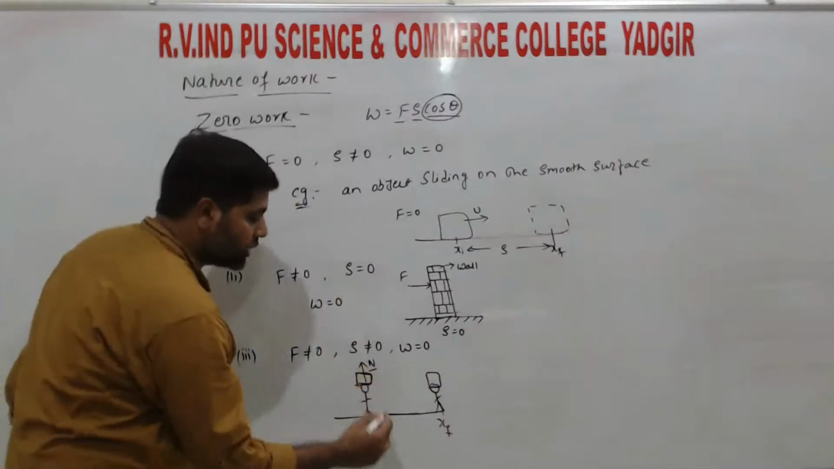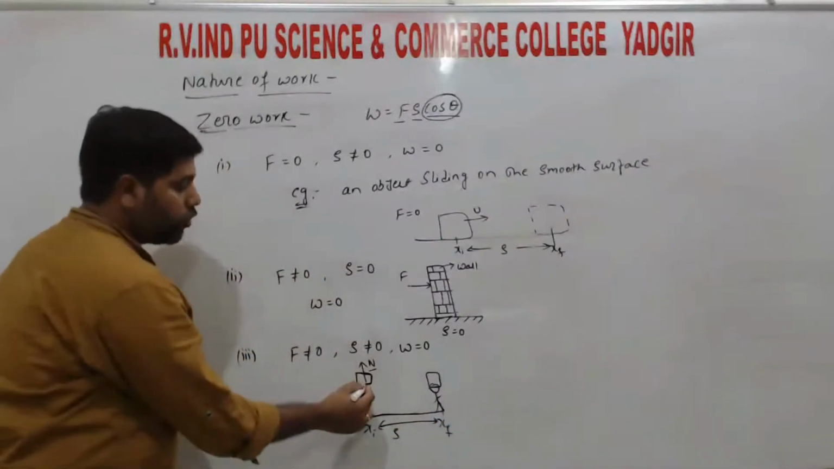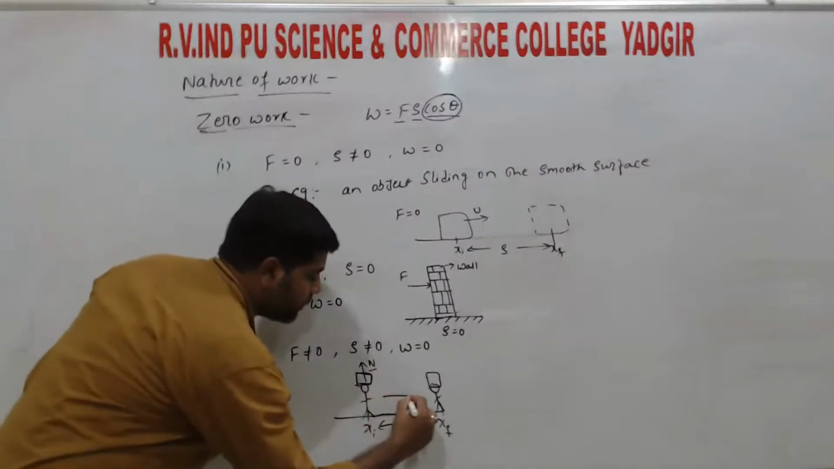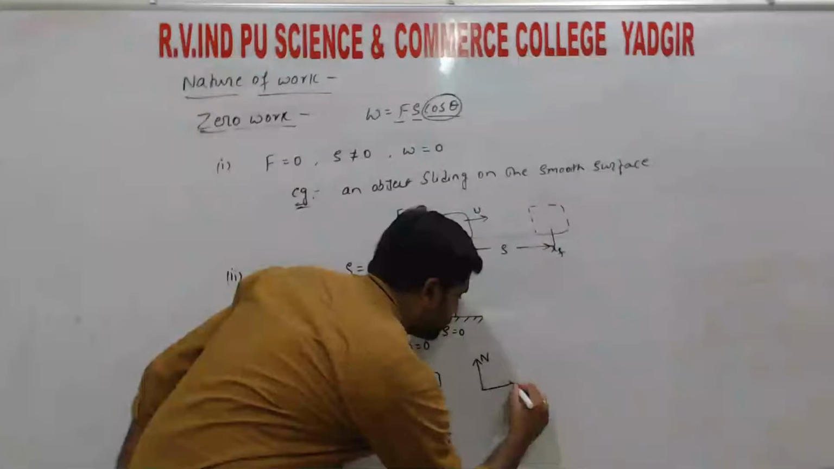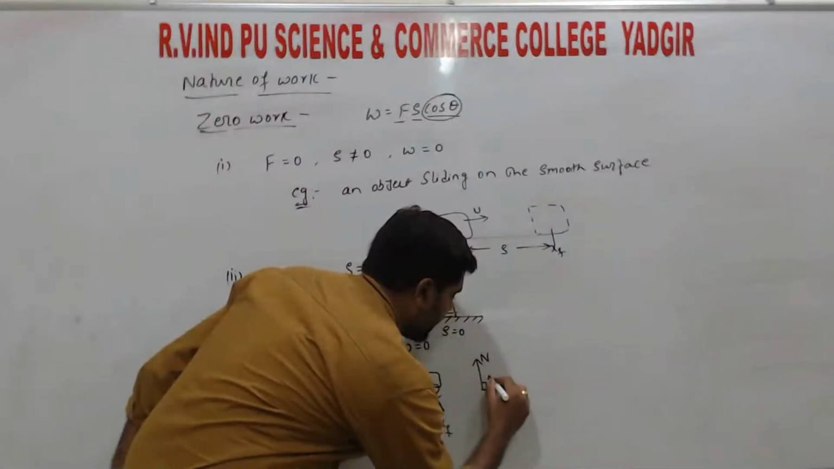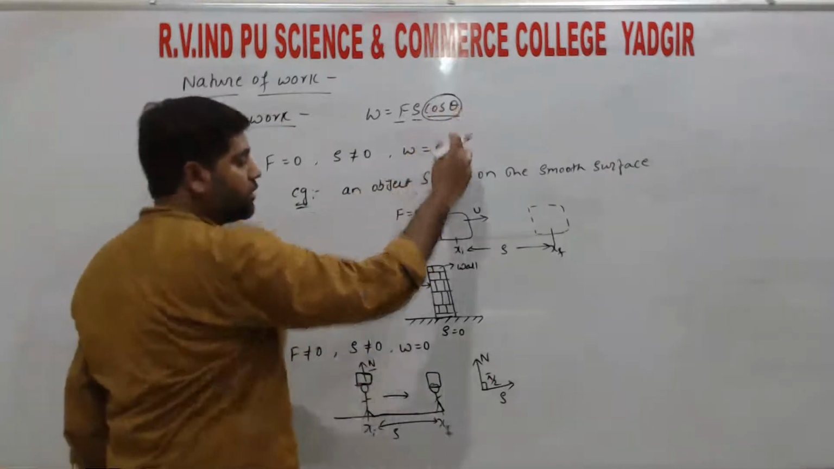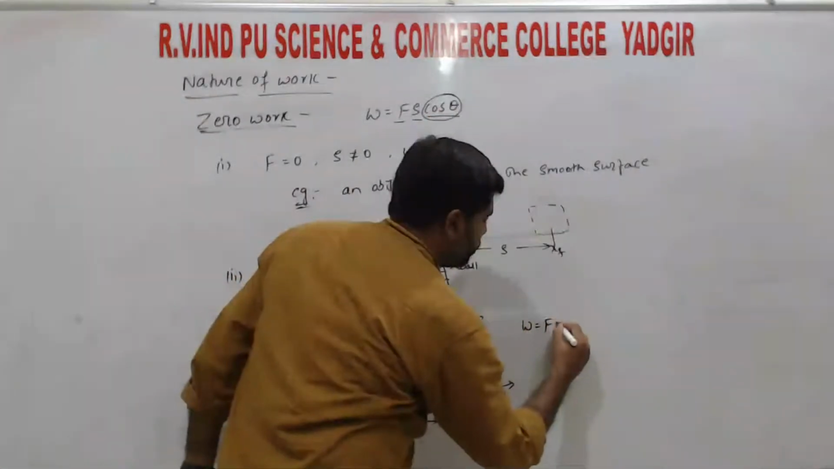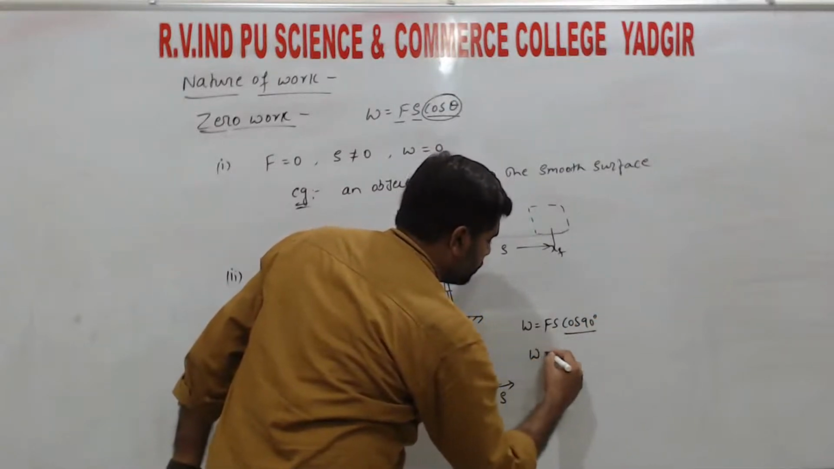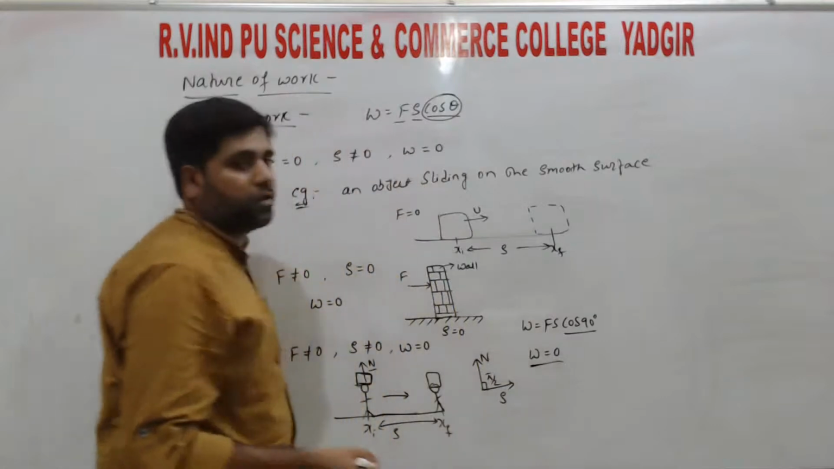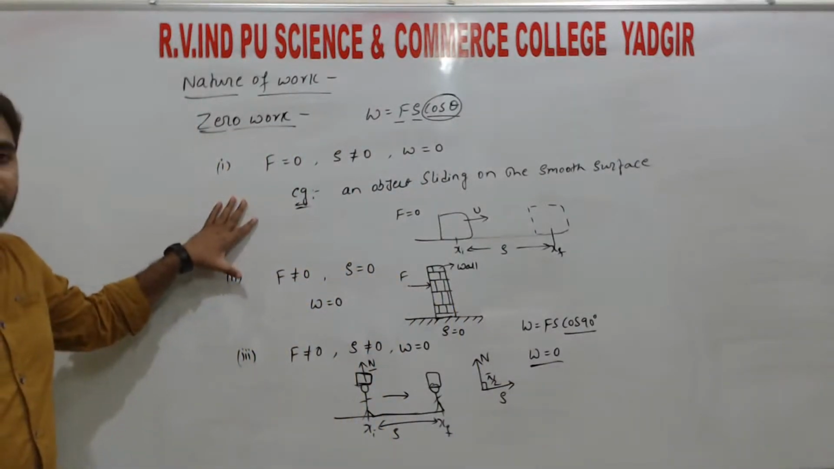So here there is force and also displacement. The force is in the upward direction, while displacement is along the horizontal direction. So the angle is pi by 2, that is 90 degrees. Substituting, W = Fs cos 90 degrees. Cos 90 degrees is 0, hence W = 0. So these are the three cases of zero work.